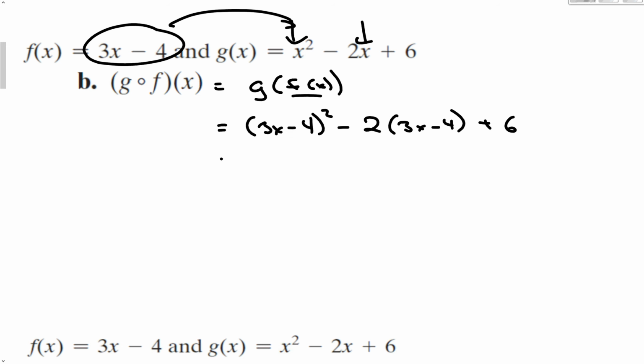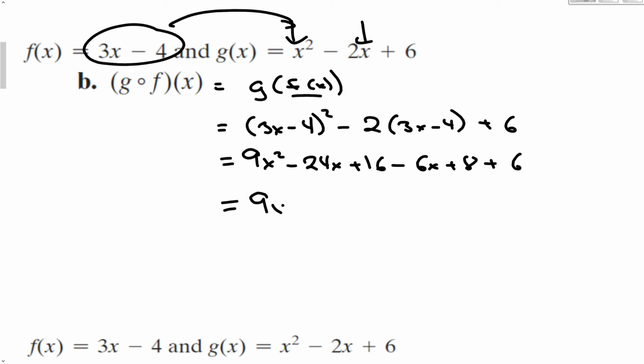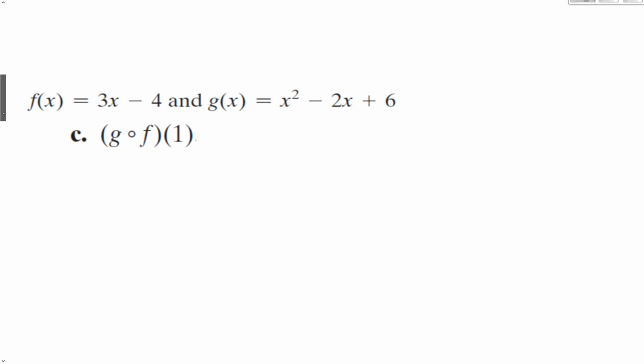There we go. Of course, remembering that when I square a binomial, don't forget that it has a middle term. Minus 24x plus 16, minus 6x, distribute the negative 2, plus 8 plus 6, which gives me my function of 9x squared minus 30x plus 30. Okay? Let's try with some numbers. Maybe this will help.